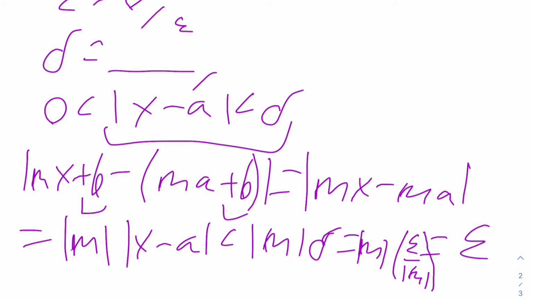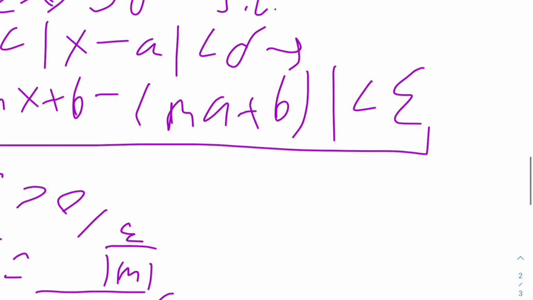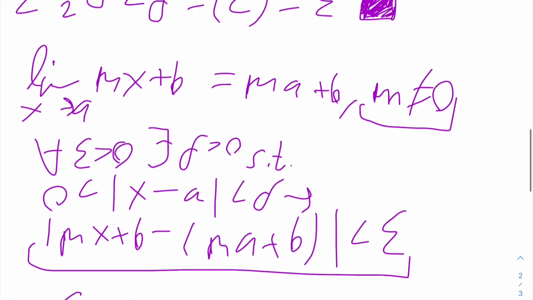So epsilon over m. Our delta is equal to epsilon over the absolute value of m. And then this results in our correct consequence. So this is really our first case, because as we said above, m is not equal to 0. This is our first case.